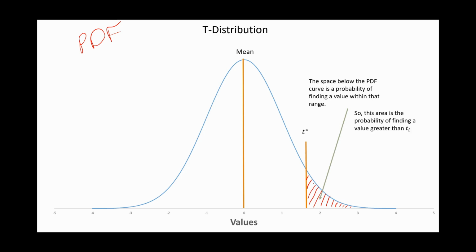So whenever you look at shaded areas on a PDF like this, you know that what's being referred to is the probability of finding a value within that range. Sorry, this should be T star, with an asterisk here. This area shaded in red corresponds to the probability of finding a T value that is greater than T star. That's important.